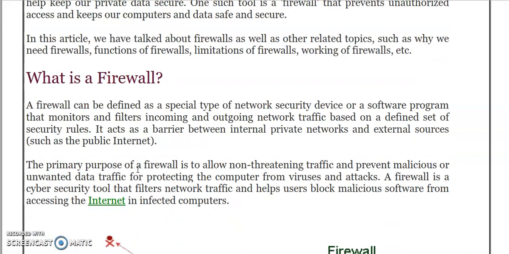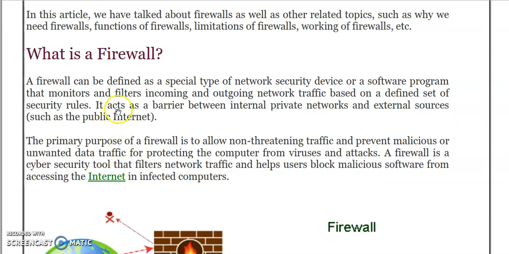So, what is a firewall? A firewall can be defined as a special type of network security device, or a software program, that monitors and filters incoming and outgoing network traffic based on a defined set of security rules. It acts as a barrier between an internal private network and external sources such as public networks.